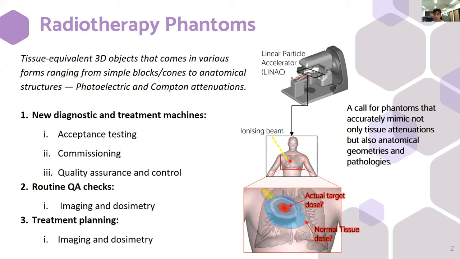They're used for routine imaging and dosimetric tasks to ensure correct alignment and dose are implemented, and in treatment planning to validate and verify personalized treatment plans for patients. And as we go further towards more complex radiotherapy treatments, including the use of volumetric modulated arc therapies, we certainly require phantoms that accurately represent the patient's anatomy and pathologies to better understand dose distributions, as well as to further optimize treatment plans.